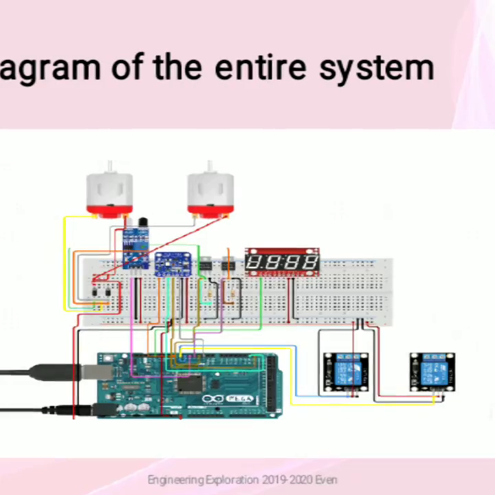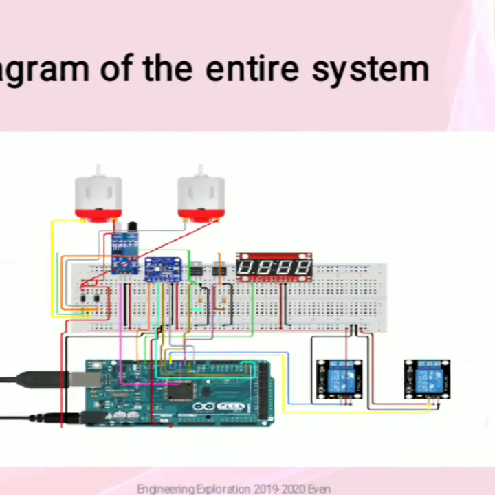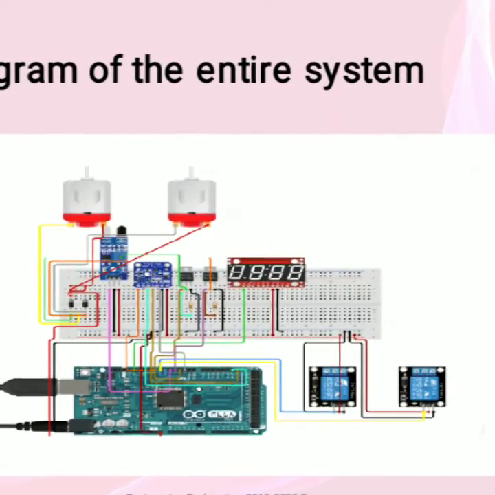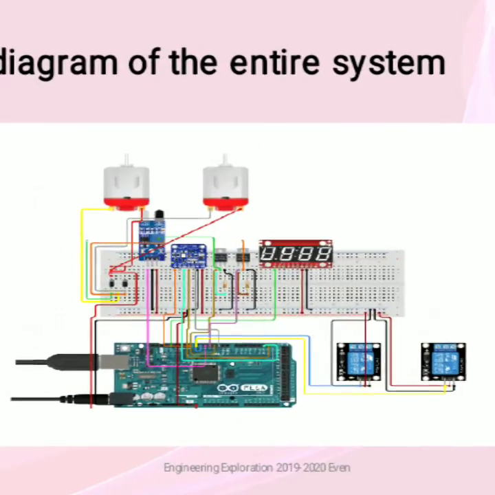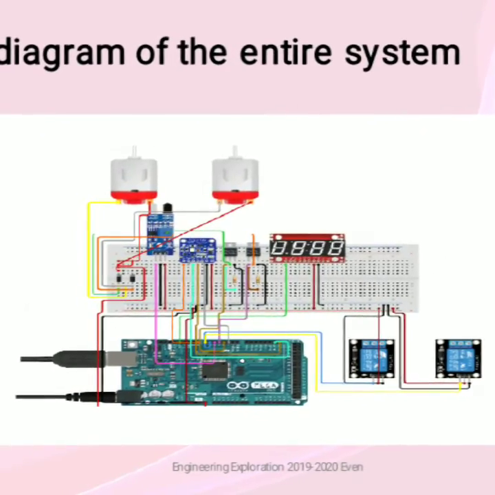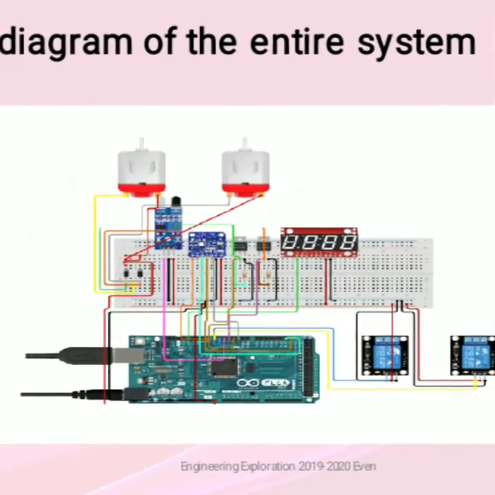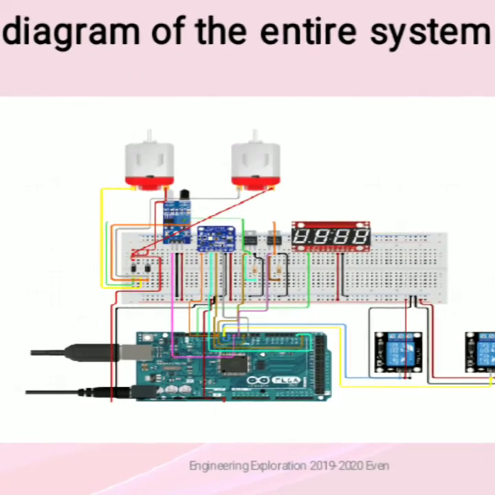This is a circuit diagram which contains two DC motors, an IR sensor and a color sensor, two relays to control the DC motors, and an LCD display to provide information about the number and total amount processed by the machine.